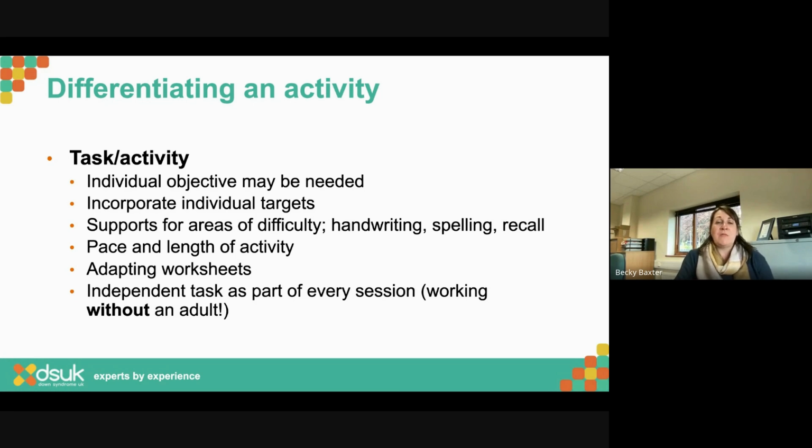Think about pace and length of activity, how long we can stay on task for. Do things need to be broken down into shorter tick-off objectives? Adapting worksheets is really important in terms of the message that goes around to all the children, including our pupil. If you're giving out worksheets, I get a worksheet too, even if mine's different.